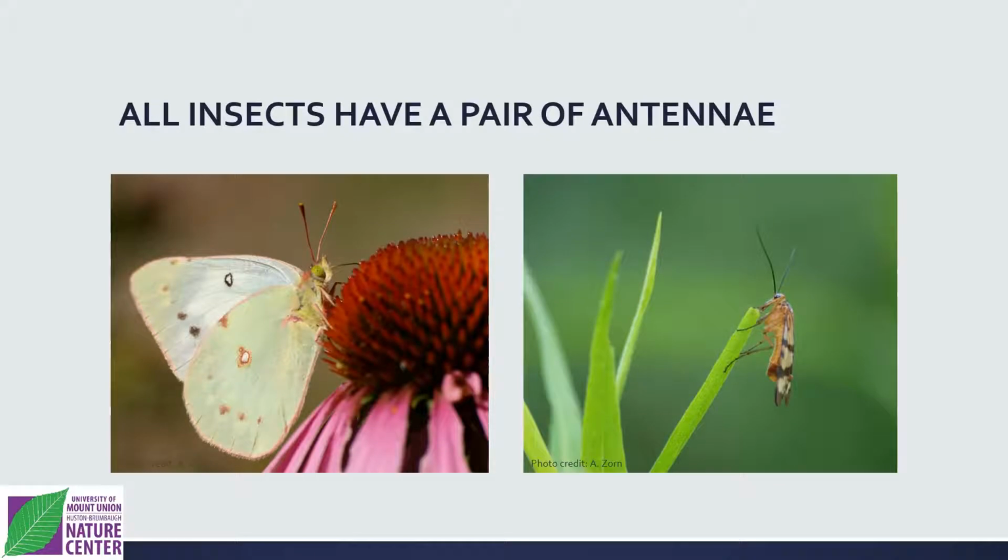All insects have a pair of antennae. Antennae are very important for insect communication. Some antennae are really long, like the ones you see here on the butterfly on the left and the scorpion fly on the right. However, other insects may have very small and nearly unnoticeable antennae.